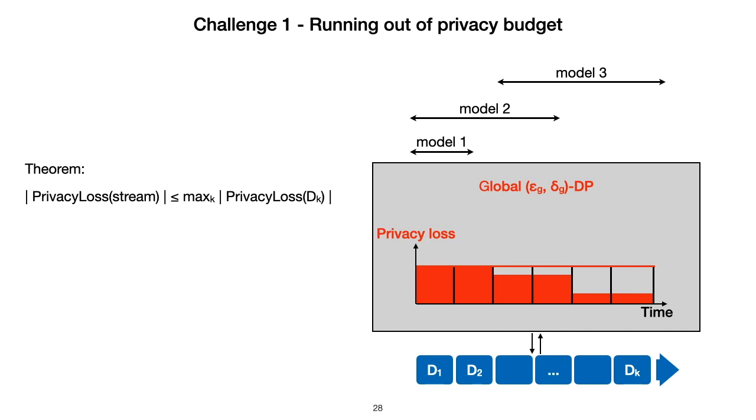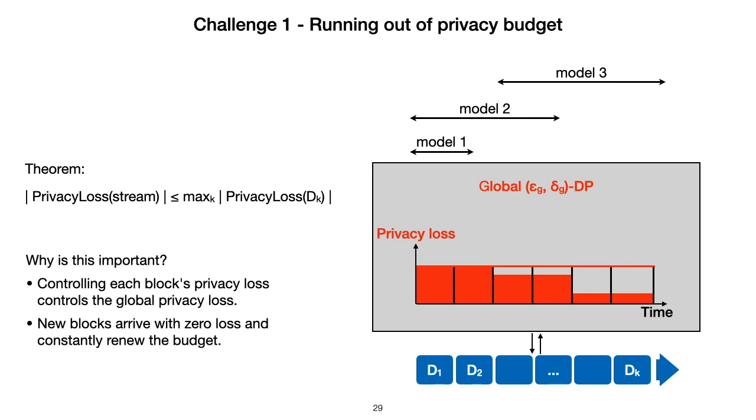And what we show in the paper is that in this model, the global privacy loss on the whole growing database and over every model ever released by the system is smaller than the highest privacy loss of any block in the growing database. So why is this important? Well, as long as we don't use blocks with exhausted budget, we preserve a global differential privacy guarantee over the whole system. And now, when a new block comes out, it's never been used before, so it has zero privacy loss, and we can keep operating as long as new data arrives fast enough.